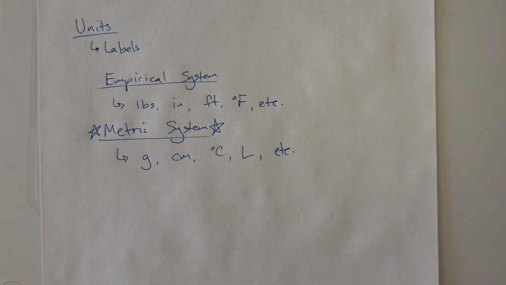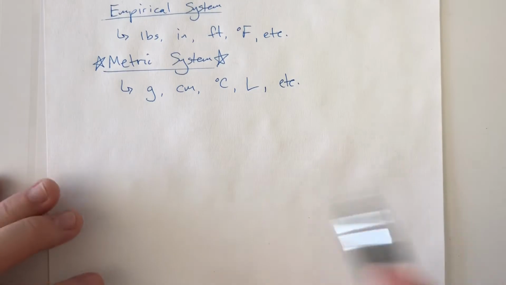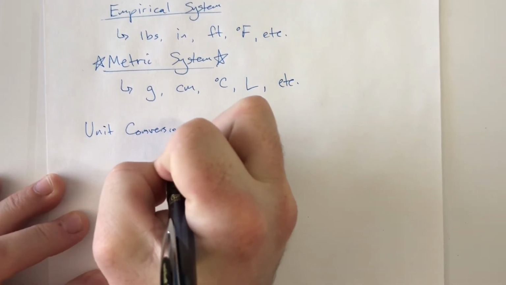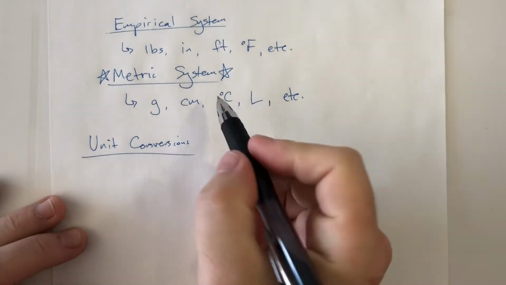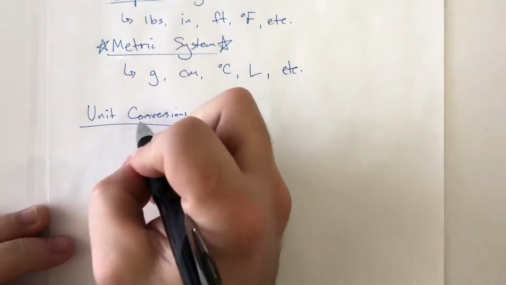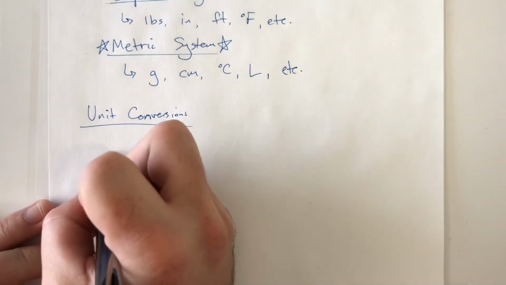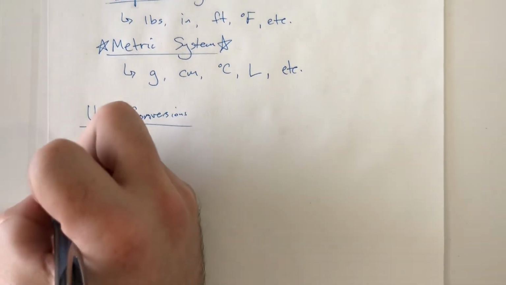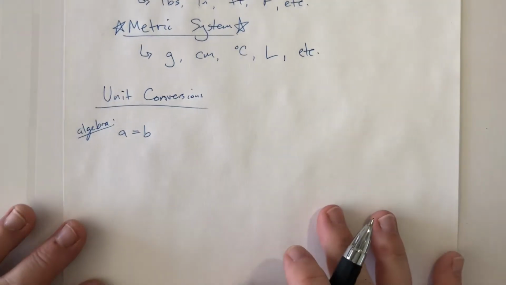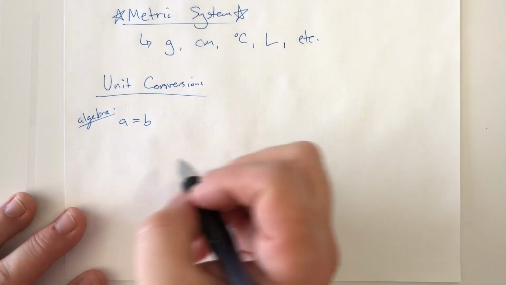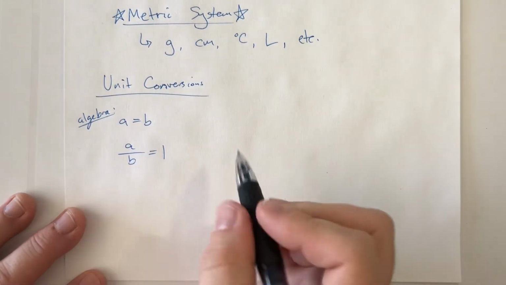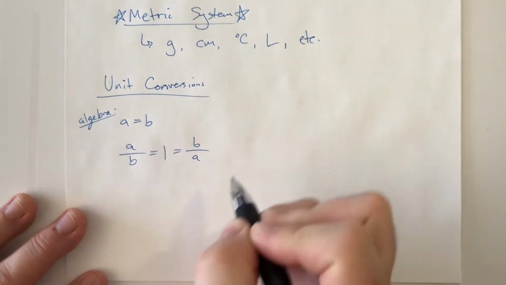So when we talk about unit conversions, which I'm going to write out here, what we're talking about is converting from one set of units to another. The way I visualize it is like basic algebra. If you had two things that were equal, A equals B, and you had A divided by B, that would be equal to 1 because these two things are equal. Similarly, B divided by A is also equal to 1.